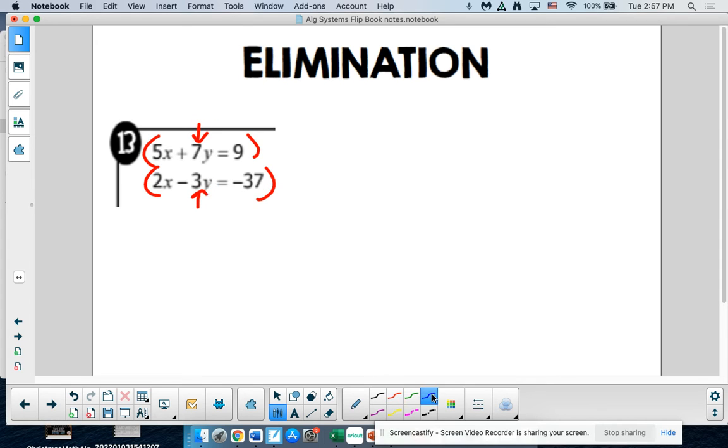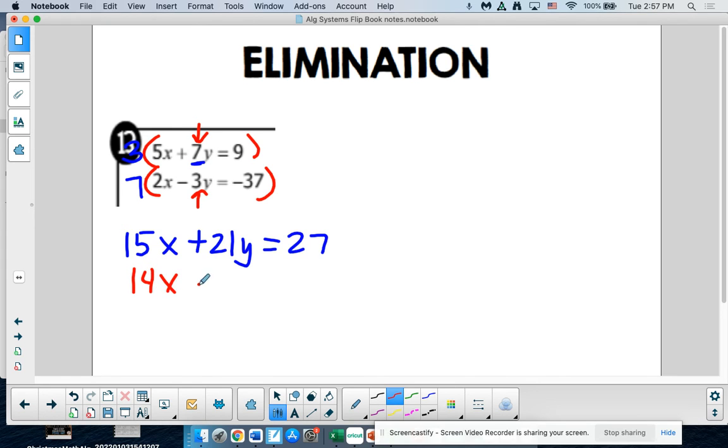So do you guys see how there's a 3 in front of this y? So I'm going to put my 3 there. Do you guys see how there's a 7 here? I'm going to put my 7 there. So now I'm going to go through and multiply. So let's do the top one. 3 times 5x is 15x. 3 times 7 is 21y. And 3 times 9 is 27. Now do the bottom one. 7 times 2, 14x. 7 times negative 3 is negative 21y. 7 times negative 37 is negative 259.